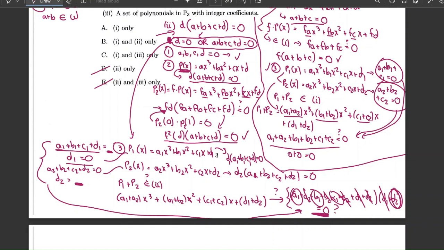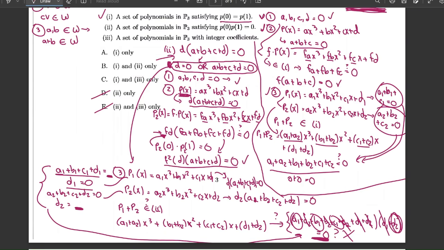So because of that, it's not closed under addition. So it's not a subspace. So 2 is not a subspace.